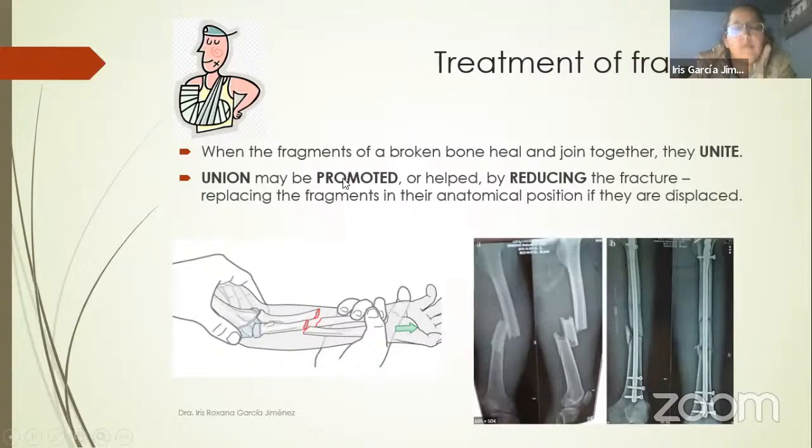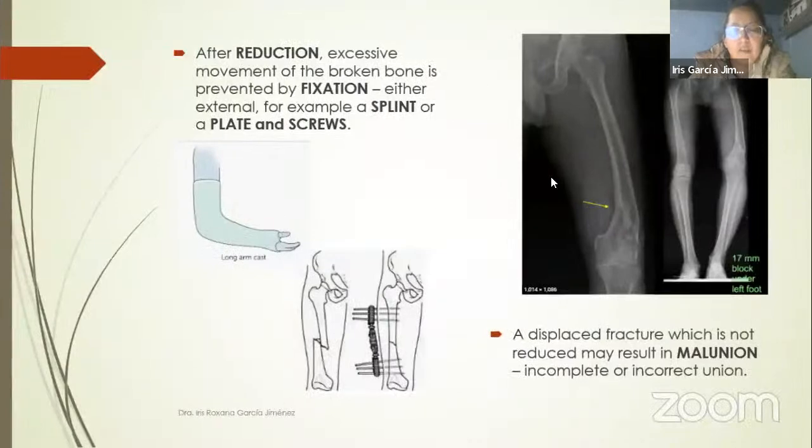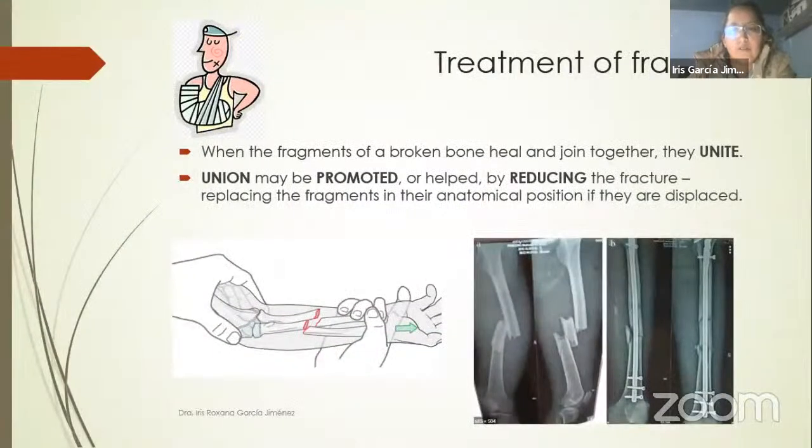Union may be promoted or helped by reducing the fracture. We all know we reduce fractures and we replace the structures to their original place. We are reducing the fracture, and then we can use the correct treatment that we are going to check. By reducing the fracture, replacing the fragments in their anatomical position if they are displaced. You can see wild movements, that it's not the correct way, not a surgical solution, right?